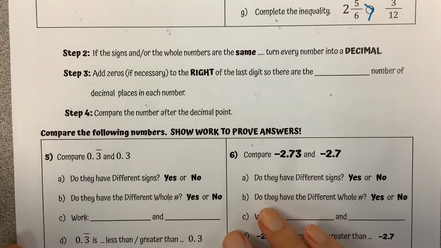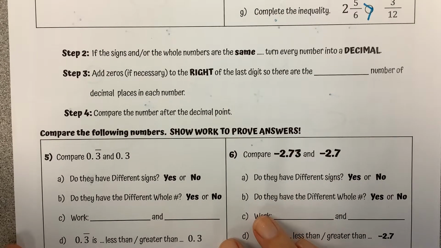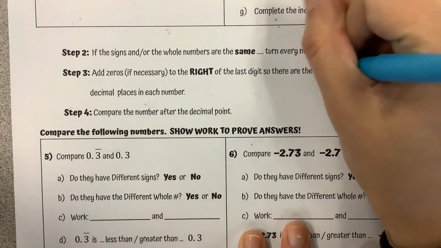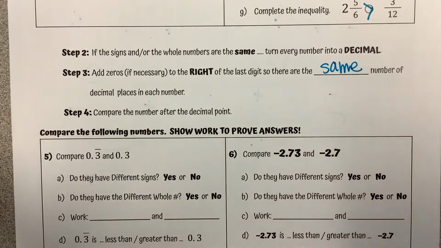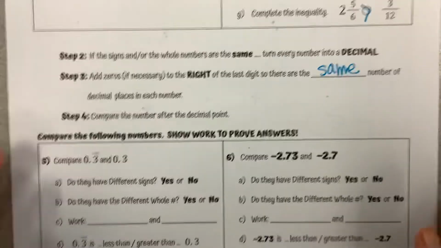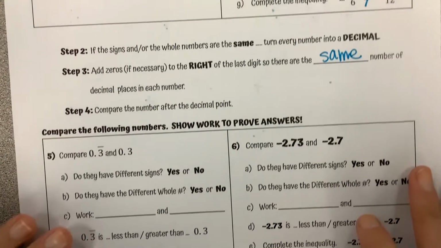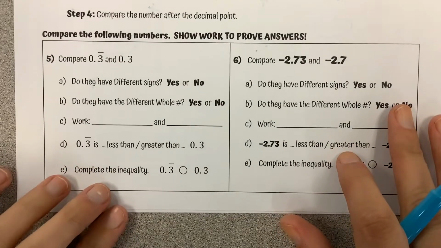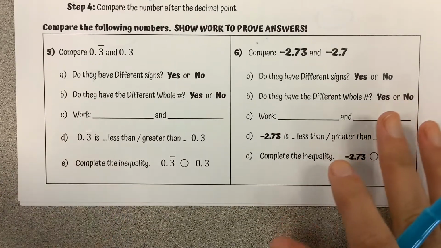Okay, step 2. If the signs and or the whole numbers are the same, turn every number into a decimal. Add zeros, if necessary, to the right of the last digit so there are the same number of decimal places in each number. Okay? Then we can compare. In order to be able to compare, they have to have the same number of decimal points. Just like we did before, we're going through the same questions, okay?